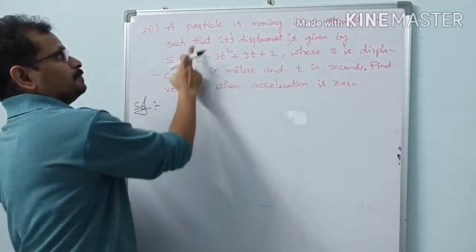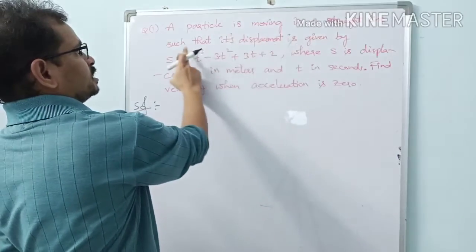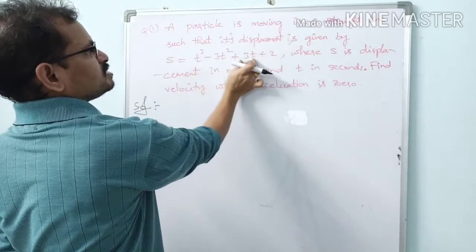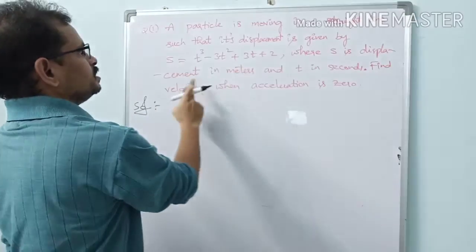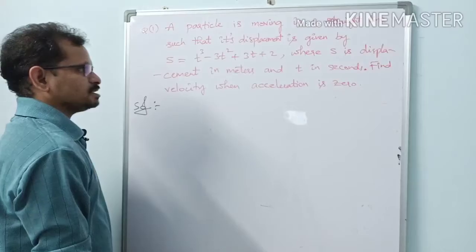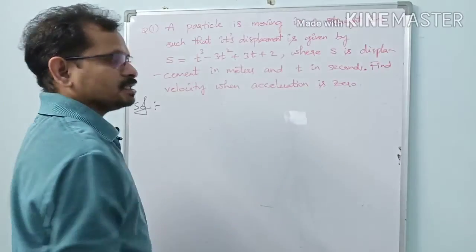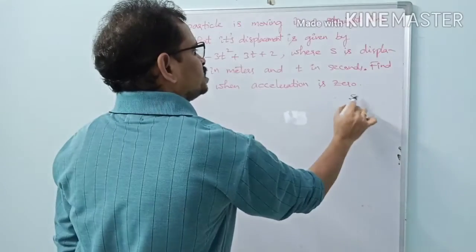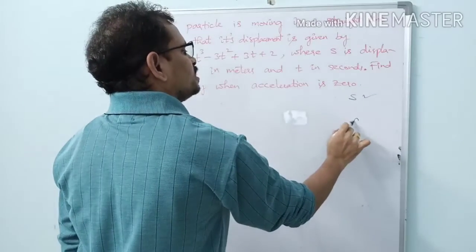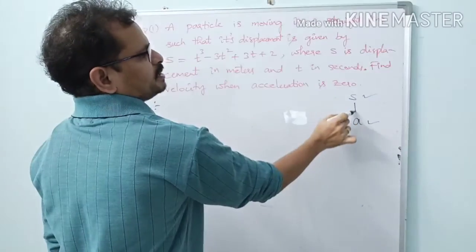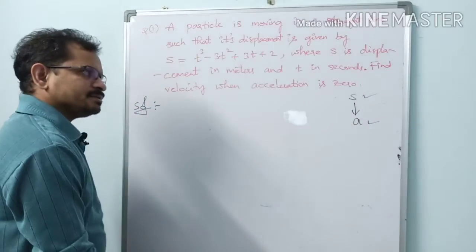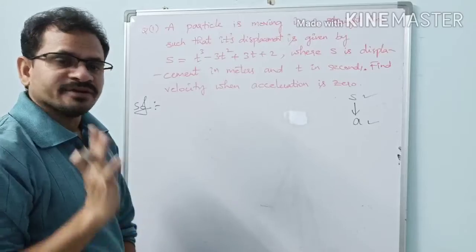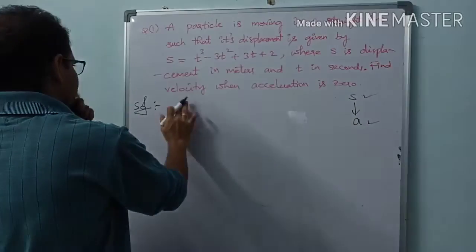Next question is, a particle is moving in a straight line such that its displacement is given by s equal to t cube minus 3t square plus 3t plus 2, where s is the displacement in meters and t is in seconds. Find velocity when acceleration is 0. So what is given to you? Displacement is given to us. What is asked? Acceleration is asked. Is it a direct order or reverse order? It is a direct order, straight order. So what do we have to use here? We have to use differentiation. Clear? So let us take the expression here.